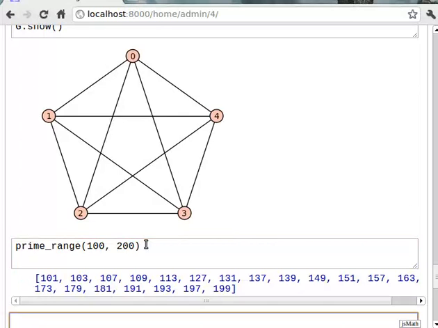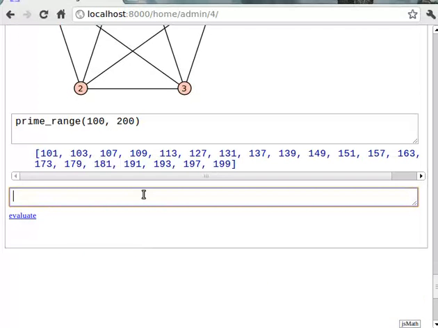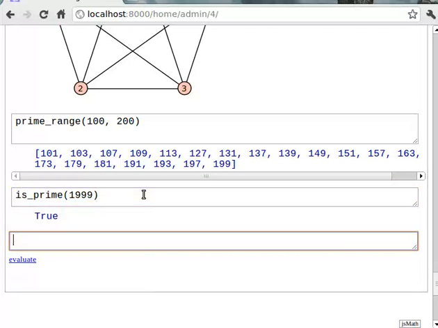So is underscore prime checks if 1999 is a prime number or not. So for that you can type is underscore prime within brackets 1999 and hit shift enter. So you'll get the answer.